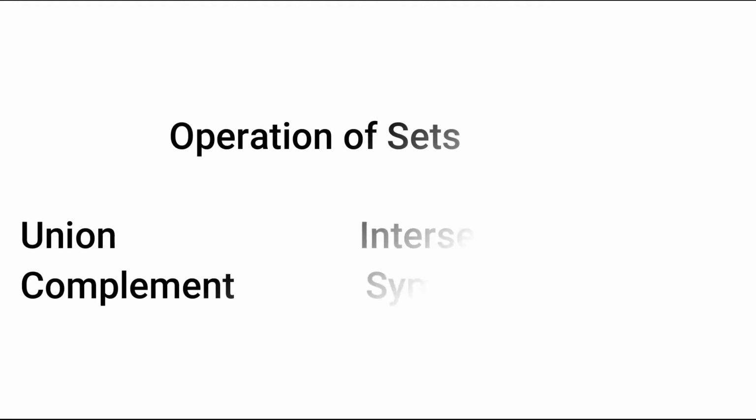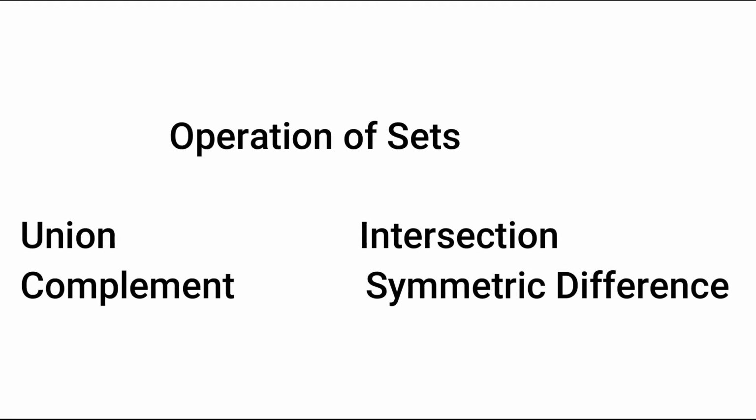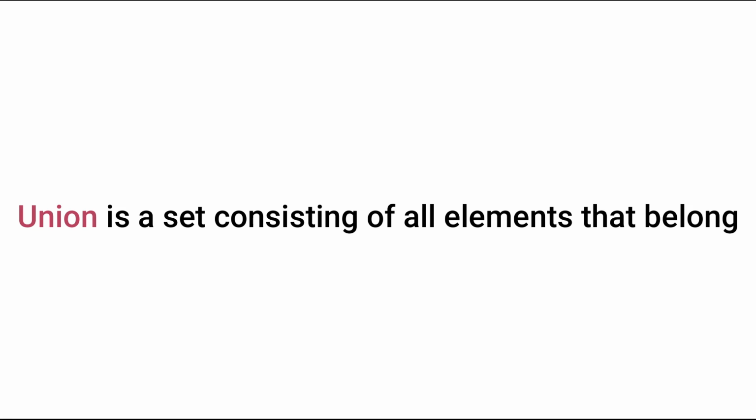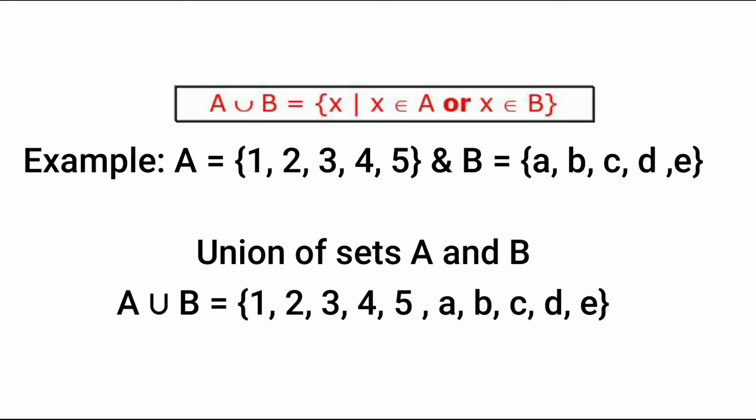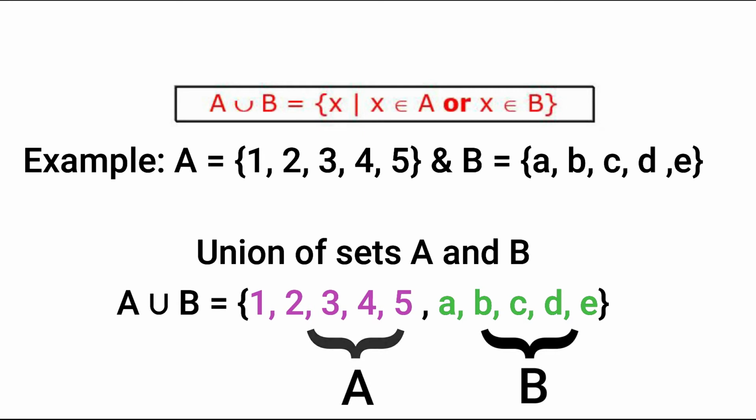Now we are going to see the operation of sets such as union, intersection, complement and symmetric difference. The union is a set consisting of all elements that belong to all sets in form. For example, set A with elements 1, 2, 3, 4, 5 and set B with elements A, B, C, D, E. The union of set A and set B is equal to 1, 2, 3, 4, 5, A, B, C, D, E. This means all the elements of set A and set B are merged together or added together.